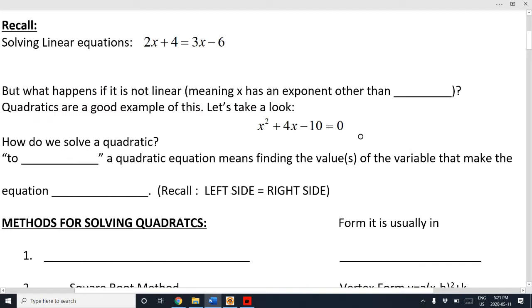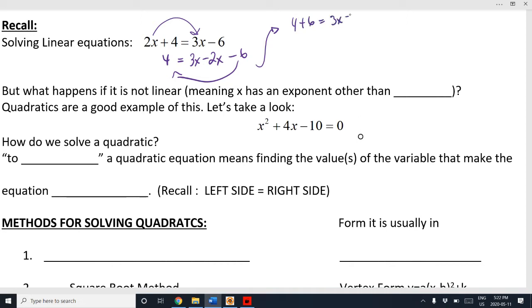Recall solving linear equations. Do you guys remember how to solve this? That's right, we'll move all our variable terms to one side and all our constant terms to the other. So we'll move the 2x over to the other side. So we'll get 3x minus 2x minus 6 is equal to 4. And then we're going to move minus 6 over to this side. So we're going to get 4 plus 6 is equal to 3x minus 2x.